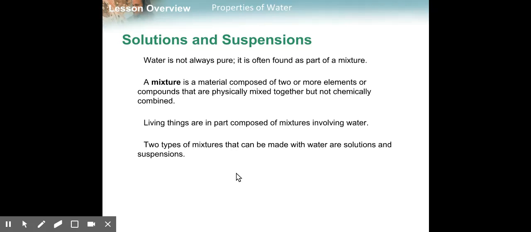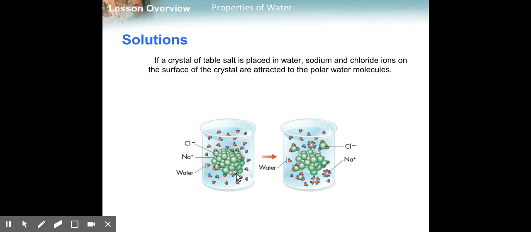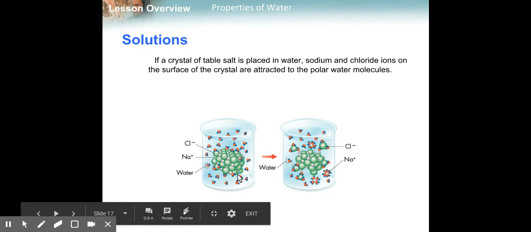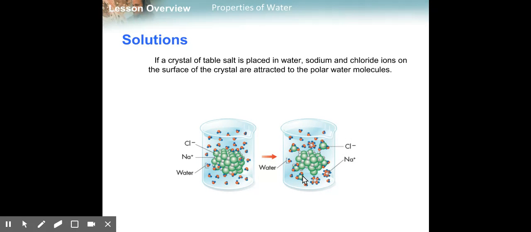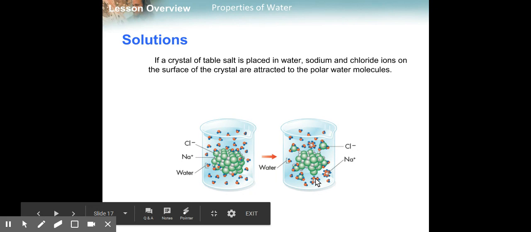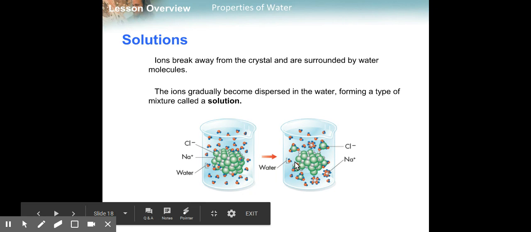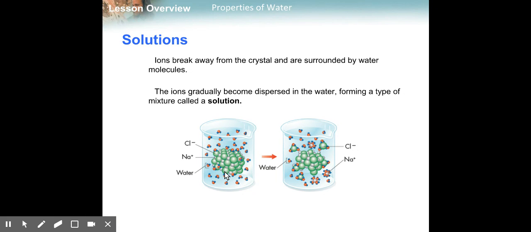Two types, solutions and suspensions. So a solution would be like salt water. The sodium and chloride ions separate from each other, but they don't actually chemically combine with the water molecules. Because the ions are mixed up in the water, it's called a solution.